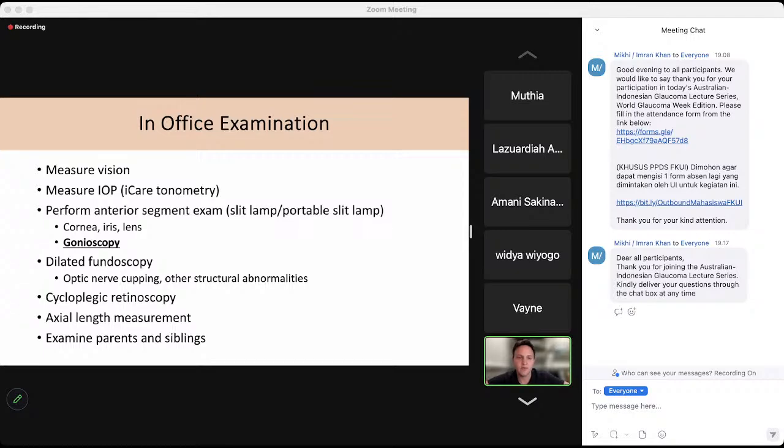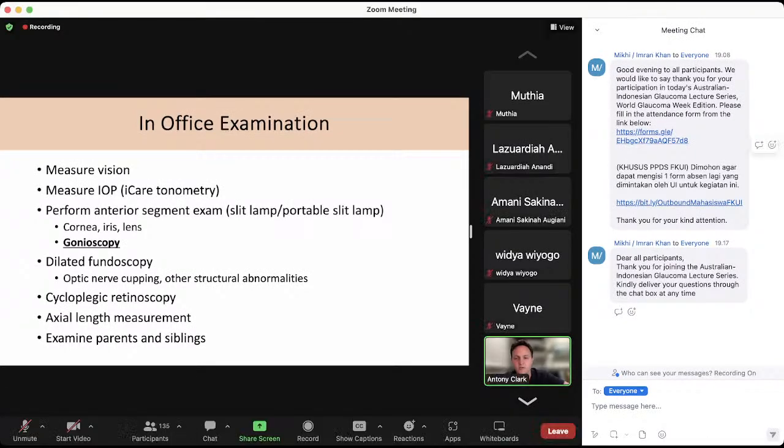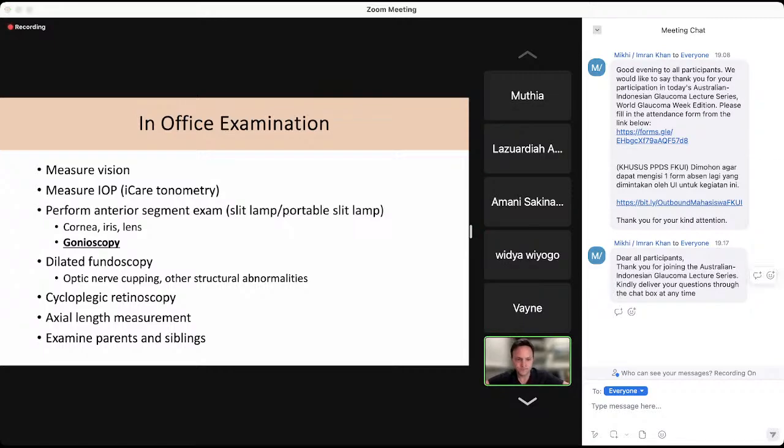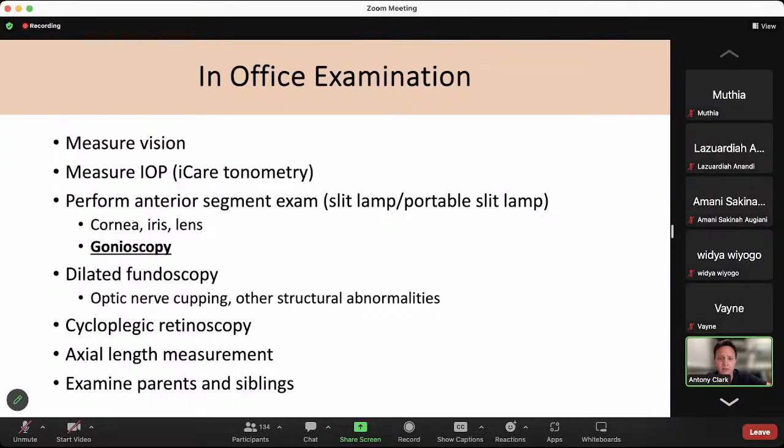But often you can certainly get a measure of their vision. Is it reduced in the clinic? Most of us have available eye care tonometry, which has allowed us to measure intraocular pressure in the clinic much more easily than we could in infants in the past. But we have to be aware of the caveats, certainly the accuracy of eye care tonometry, but it can be useful if it's normal.